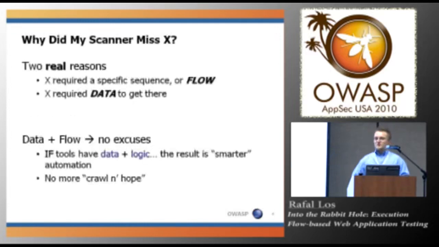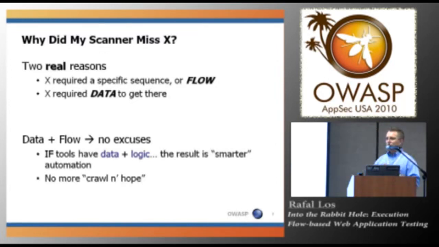Because we work with scanners and automation, I often get this question: why did your scanner, or Scanner X, or an open source scanner, whatever tool, miss this particular vulnerability that I tested for? And there are always two reasons, and increasingly these two reasons are becoming more and more prevalent. The first reason is specific sequence or flow, and the second reason is data. Applications used to be link-driven. Today they are process and data-driven. Does everybody understand that? Is that pretty clear?